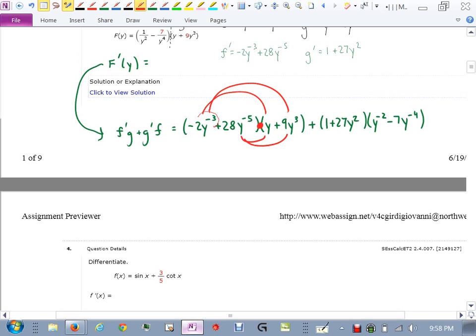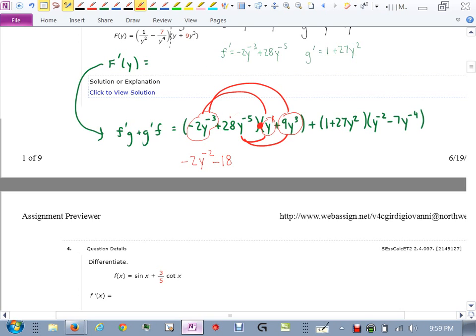Negative 2y cubed times y. What's happening here is we have y to the first power. So when I multiply y to the negative 3 times y to the positive 1, I add those two exponents. Negative 3 plus 1 is negative 2. So I have negative 2y to the negative 2. Now I do that negative 2y to the negative 3 times 9y cubed. When I add the exponents on the y's, I get negative 3 plus 3, which is 0. Y to the 0 is 1. So we're just going to multiply the numbers. Negative 2 times 9 gives me negative 18.